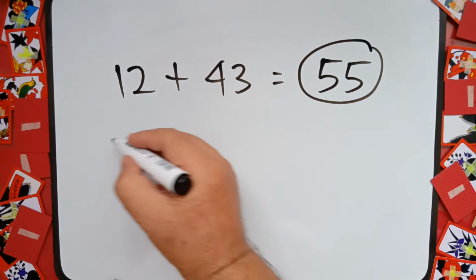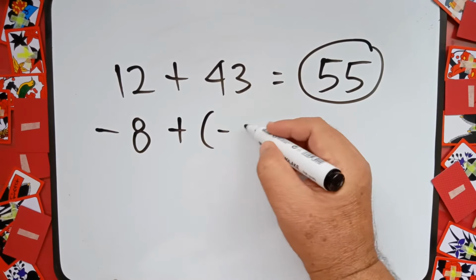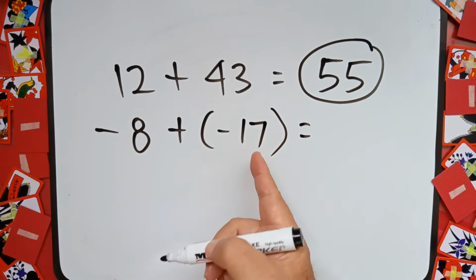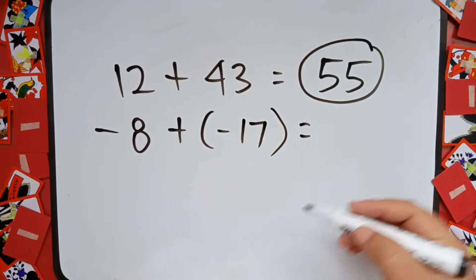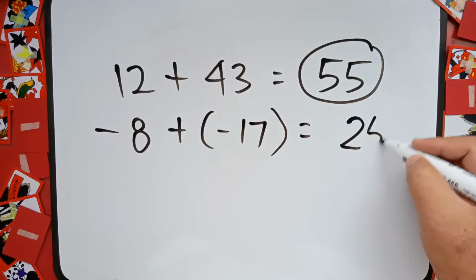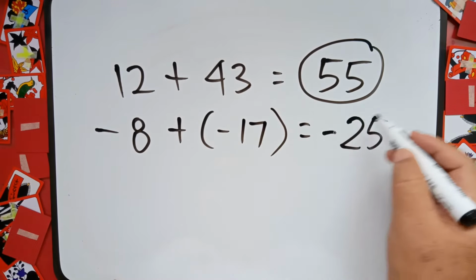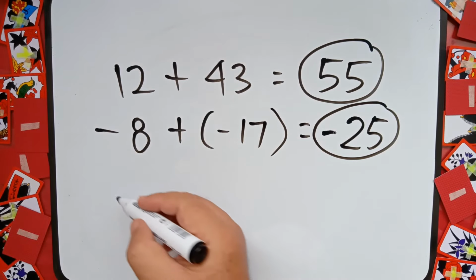Okay, next. Negative 8 plus negative 17. 8 is negative, 17 is negative. Add the absolute value. 8 plus 17 is 25. Then copy the common sign. Negative, negative, negative. Final answer. Now, let's try another one.